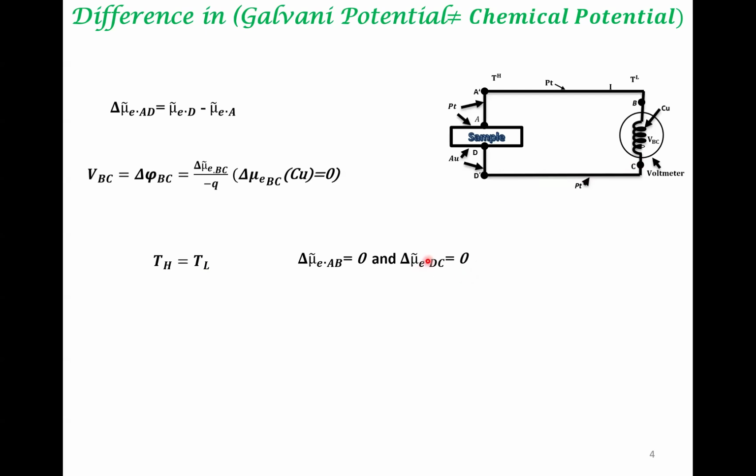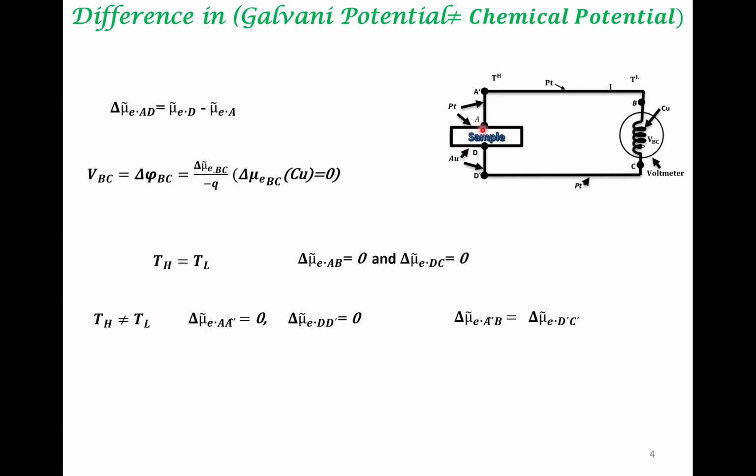So this may happen, supposing you are making a measurement on a battery. This might be the case because the battery operates at the same temperature wherein the voltmeter is operational. But in some other case, especially in the case of a solid oxide fuel cell, TH is different from TL.